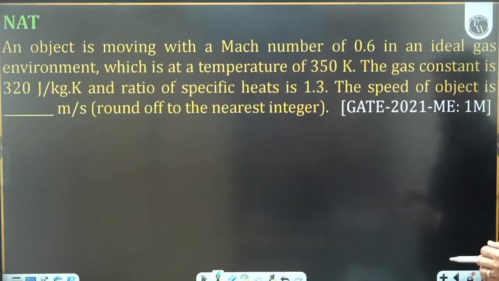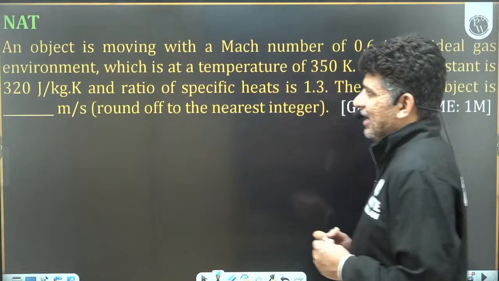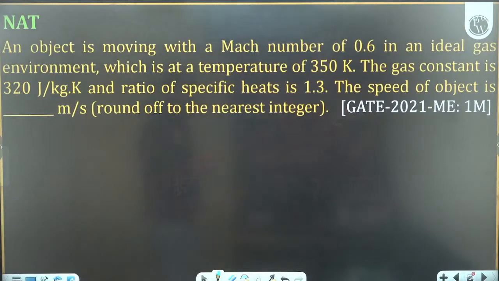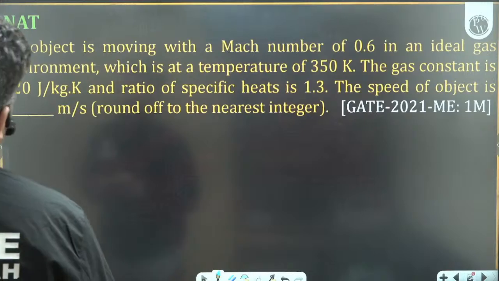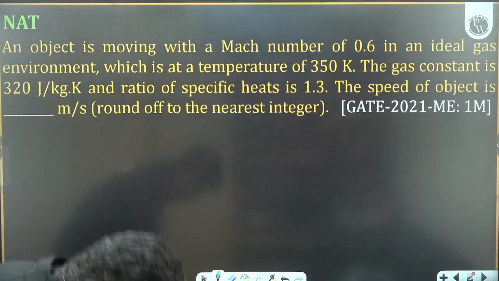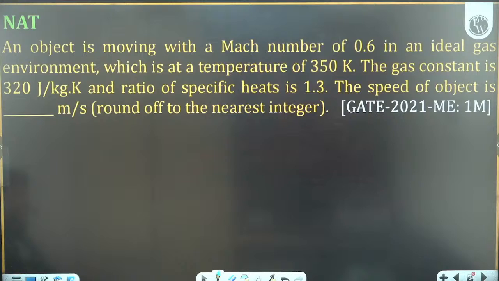So now guys, let's go to the last question. This is the last question of this PYQ session. It says an object is moving with a Mach number of 0.6 in an ideal gas environment at a temperature of 350 Kelvin. The gas constant is 320 joule per kg Kelvin and the ratio of specific heats is 1.3. What is the speed of the object? This is a very easy question.